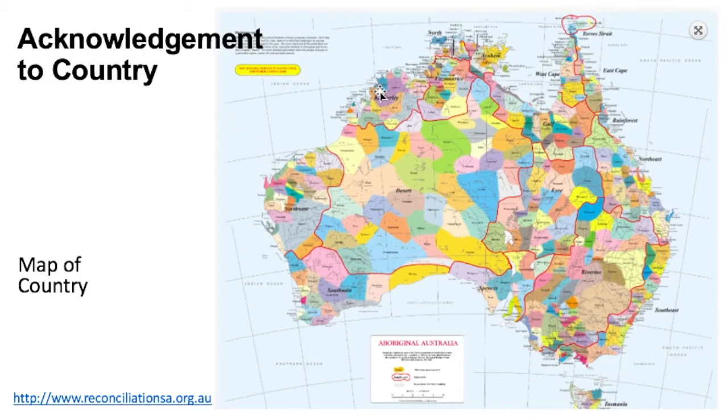You can see this map of Australia. This is Aboriginal Australia. You can see all the different colour-coded lands, the number of different lands prior to colonisation, where Australia was eventually divided into the states and territories which we know today. If you go to this website down the bottom, this is actually interactive and you can have a look and see the different countries across Australia.